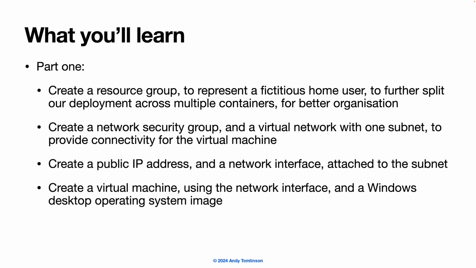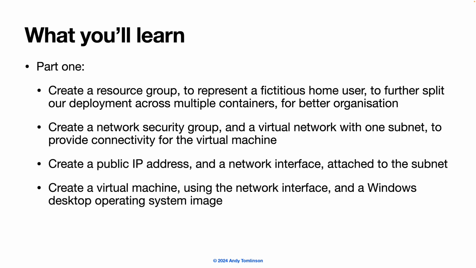In Part 1, you'll learn how to create a resource group to represent a fictitious home user to further split our deployment across multiple containers for better organization, how to create a network security group and a virtual network with one subnet to provide connectivity for the virtual machine, how to create a public IP address and a network interface attached to the subnet, and how to create a virtual machine using the network interface and a Windows desktop operating system image.